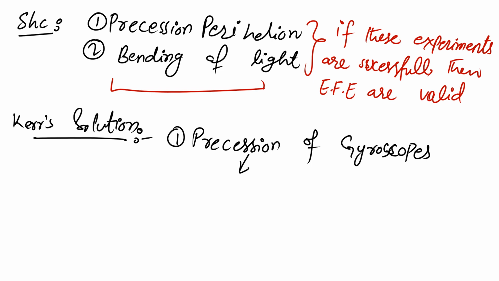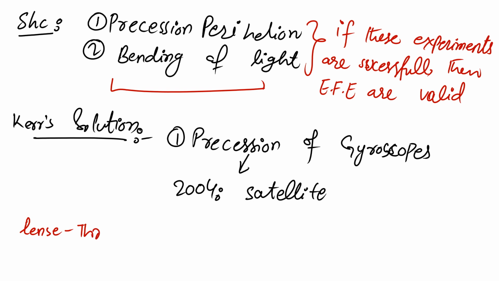In process of this, they launched a satellite in 2004. They launched a satellite, and that satellite helped us to understand a new concept, which is known as the lens tethering effect.